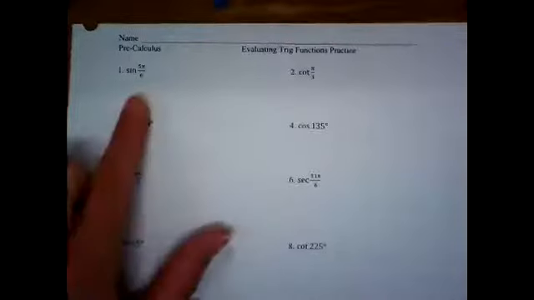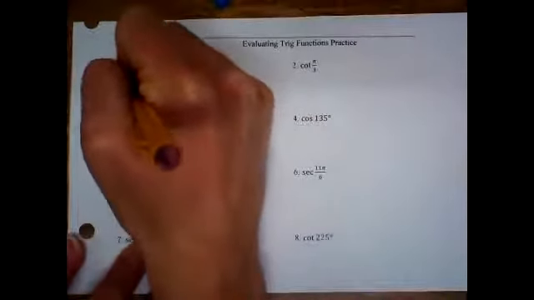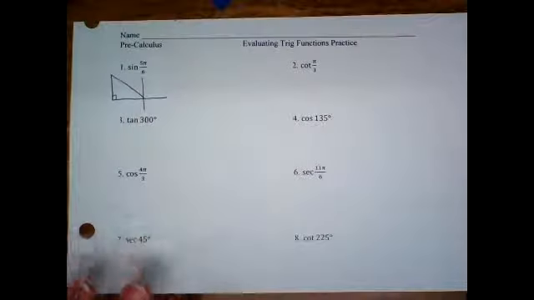All right, 5 pi over 6. What quadrant is that going to put us in? 2. Good. Draw your triangle in quadrant 2, and you're on your way. Always make sure the right angle is on the x-axis.